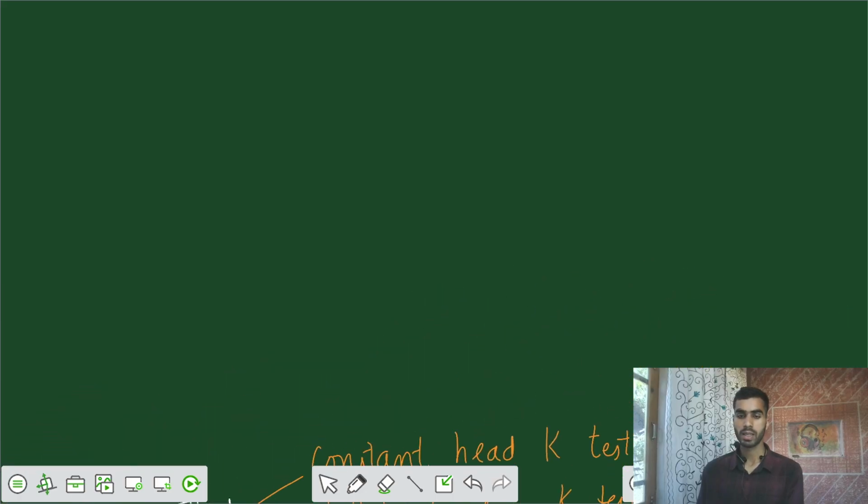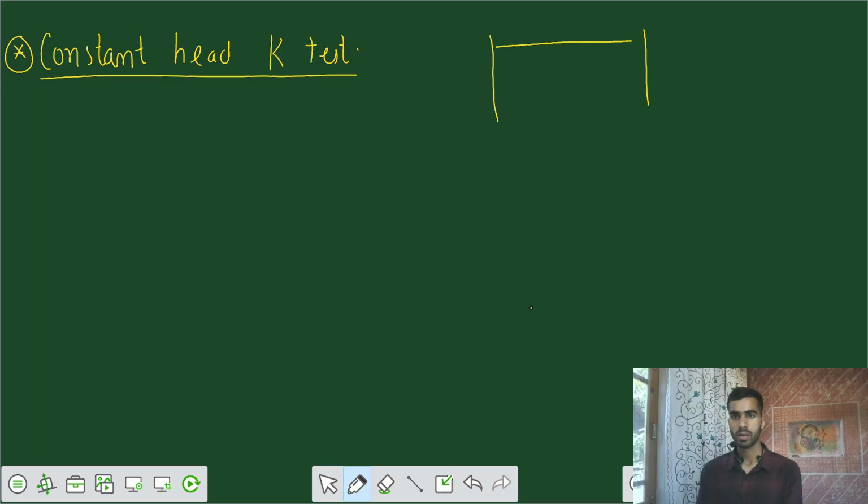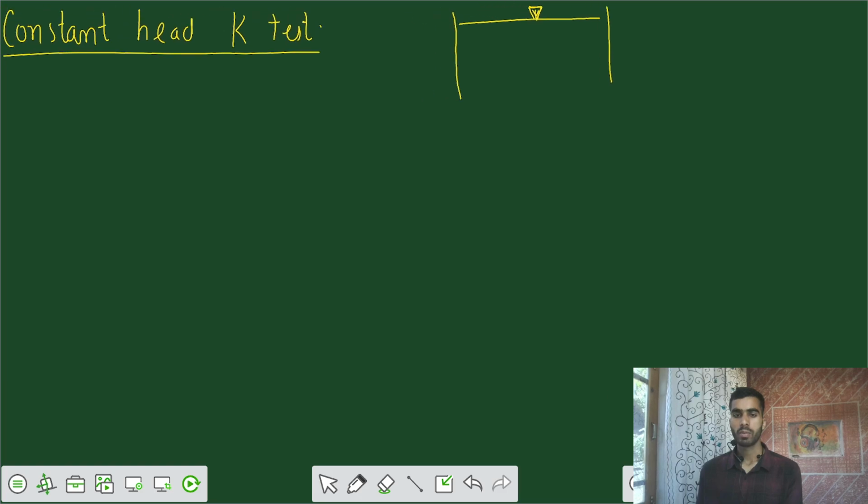Constant head permeability test. Here the name suggests that we are maintaining constant head. Let's say the head is somewhere here and this head is maintained constant, and we are having some soil mass.